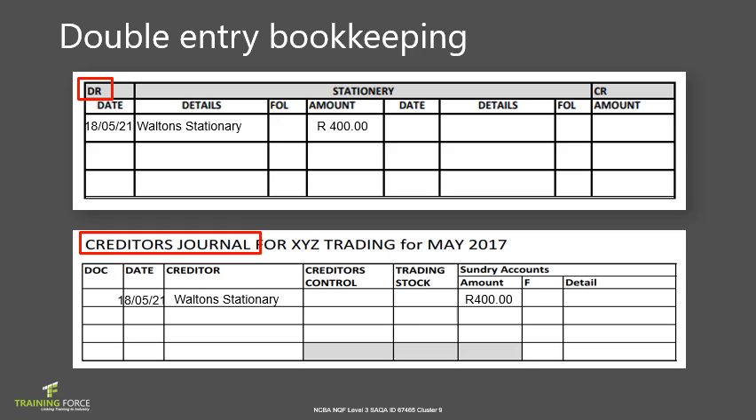The recording of these transactions is done in journals. Purchase journals, sales returns, cash book, petty cash, debtor's journal, creditor's journal. All those journals are the journals that are used. Dependent on the transaction that's done, it needs to be recorded in a typical book.